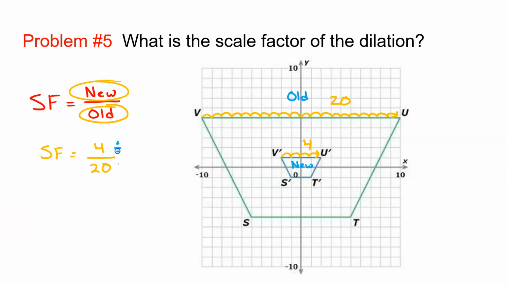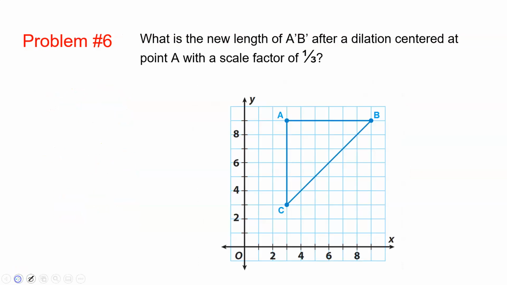We can divide 4 and 20 by 4. And we're going to get that our scale factor here is equal to, what's 4 divided by 4? That's 1. 20 divided by 4 is 5. So there is our scale factor. Our scale factor is 1/5, right? And we can see going from the old one to the new one, it's 1/5 of its size. It got shrunken down to 1/5 of its size.